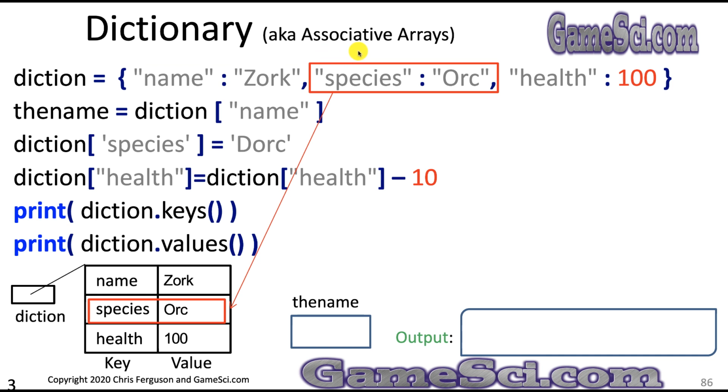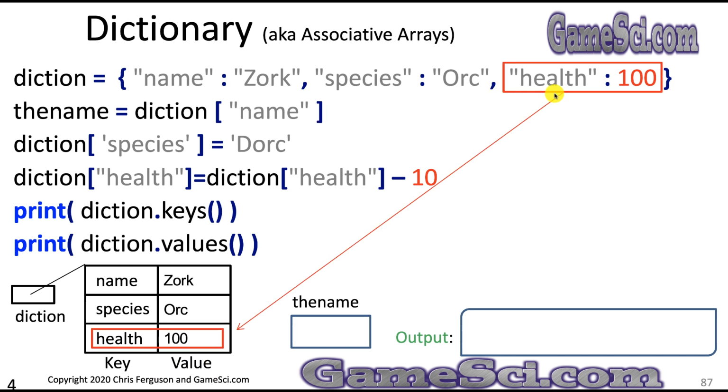Next up, we want to set up a key species to access the value orc. So species will be the key to access the value orc in our dictionary. Finally, we'll use the key health to access the value 100 in our dictionary. So we ended up with a dictionary with basically 3 items in it: name Zork, species orc, and health 100. This is a dictionary, and rather than using a number or subscript to access the data stored in the dictionary, we'll use a key to do it.